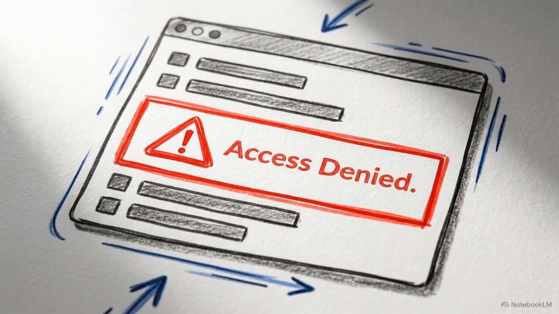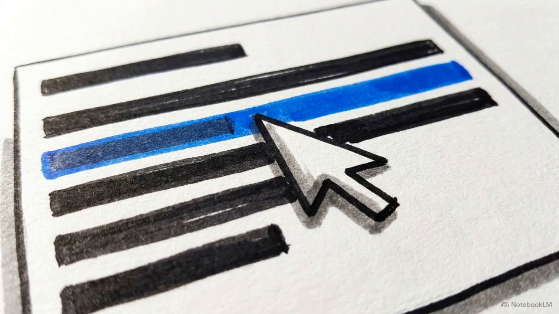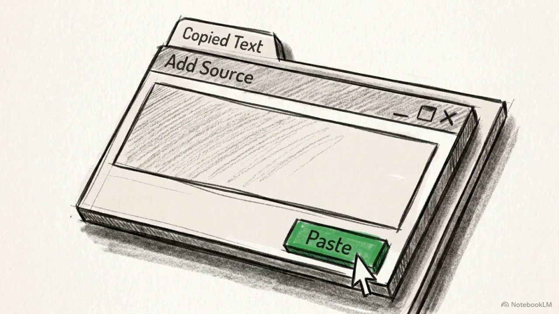You will occasionally hit a roadblock. Notebook LM cannot directly scrape every URL, and it will highlight blocked websites with a red error tag. You can bypass this restriction. Open the target website in reading mode, highlight all the text on the page, copy it, and paste it into Notebook LM as a copied text source.